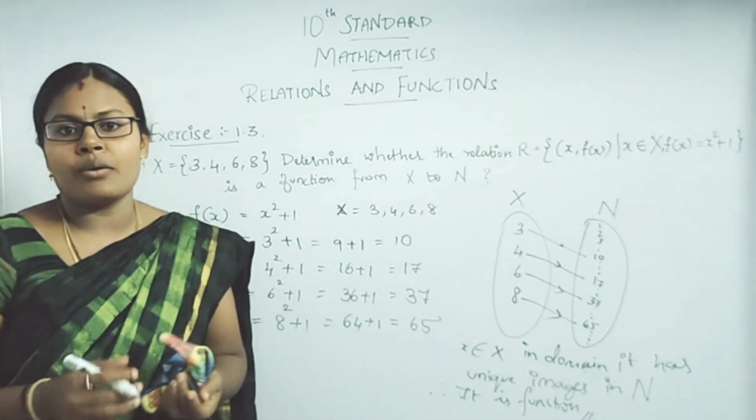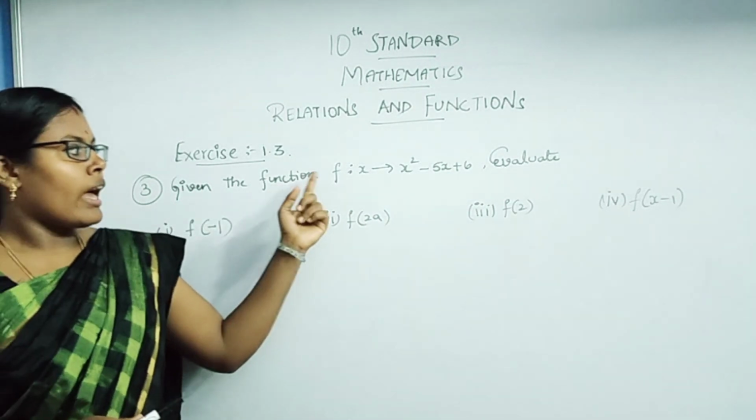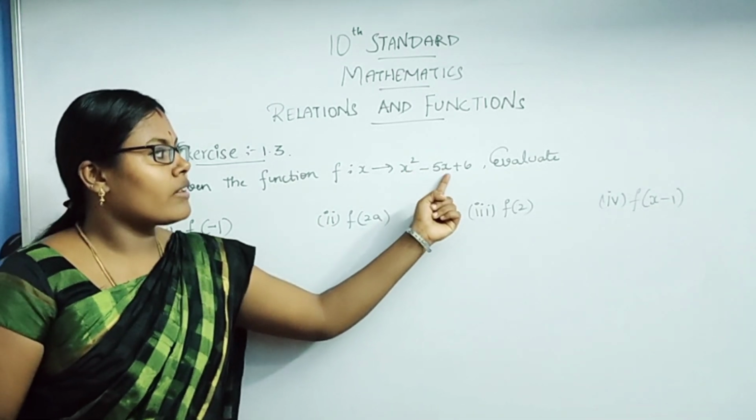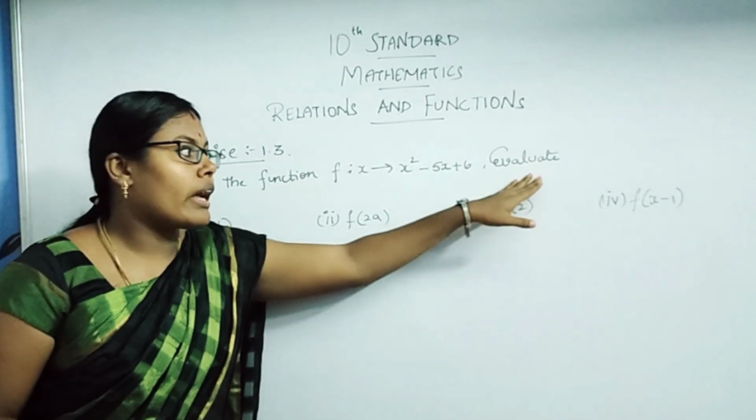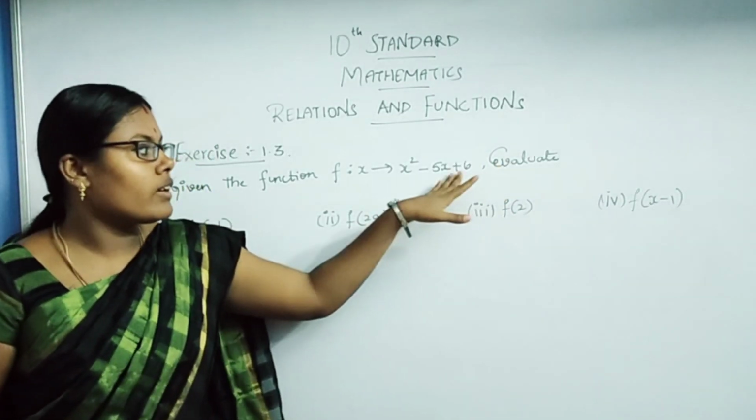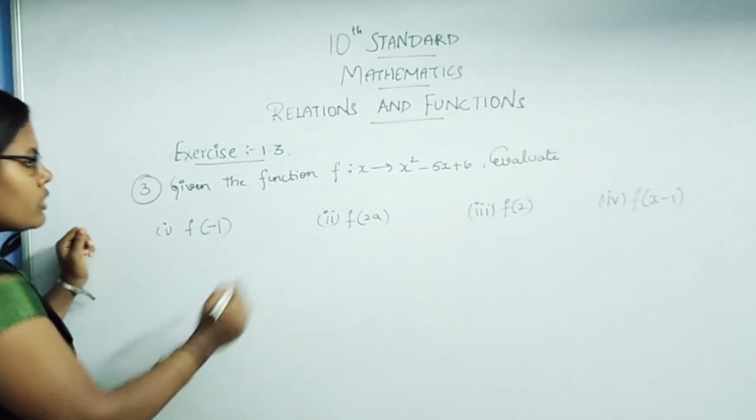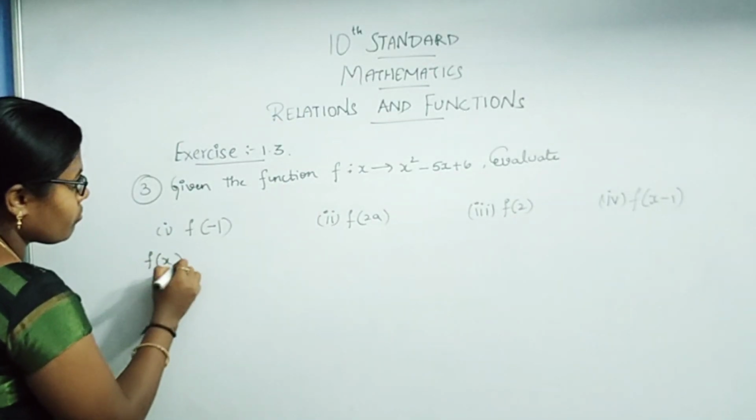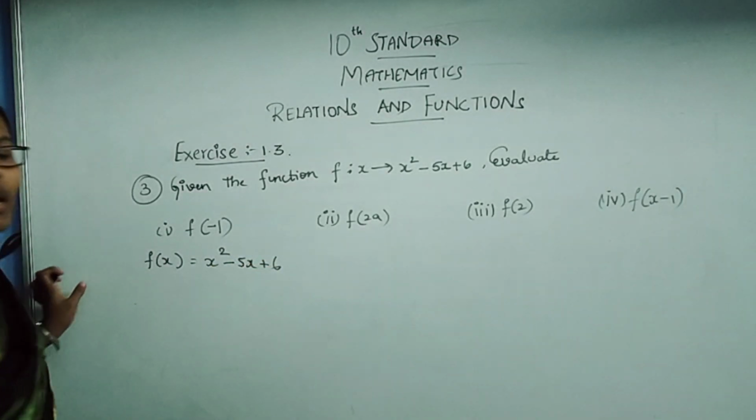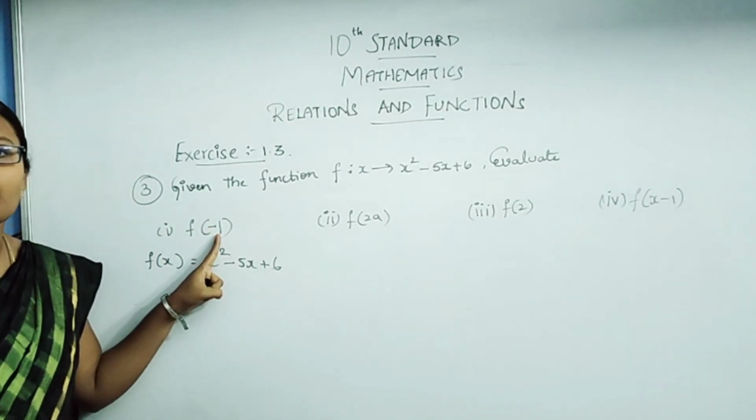Now we'll see the third question. Third sum: given the function f from x gives x square minus 5x plus 6, evaluate. These things you have to find using this f of x. So f of x is x square minus 5x plus 6, which means wherever you have x, you have to substitute the value minus 1.